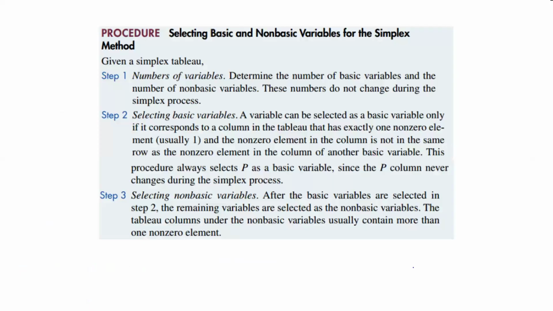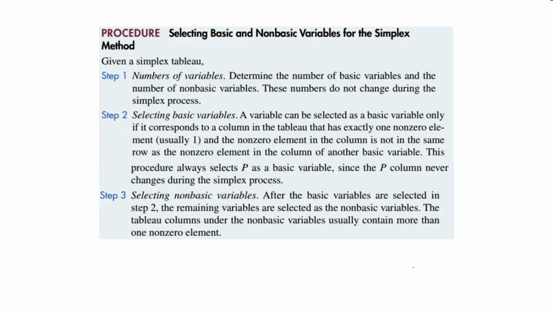All right, so there's a procedure for selecting basic and non-basic variables for the simplex tableau. Once we're given the simplex tableau, the number of variables determines the number of basic variables and the number of non-basic variables. These numbers do not change during the whole process. So it'll always be the same number of rows, same number of columns, nothing's going to change.